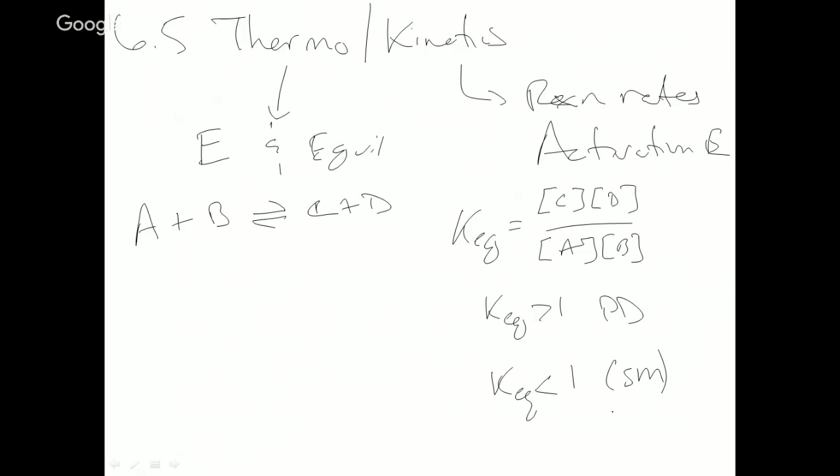So equilibrium is proportional to this value, delta G, and this determines starting materials and products at equilibrium. So delta G equals the delta G of products minus the delta G of starting materials.